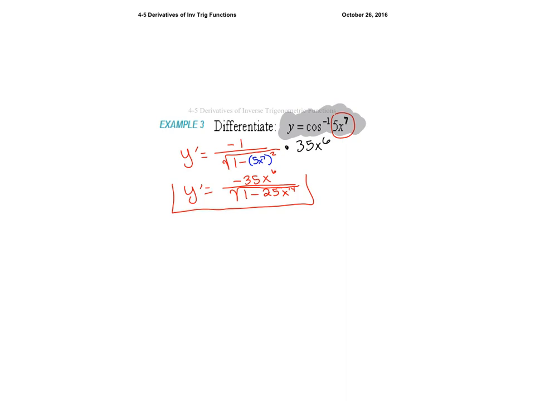Chain rule. Just Amazaki just walked in. He just threw me off a little bit.